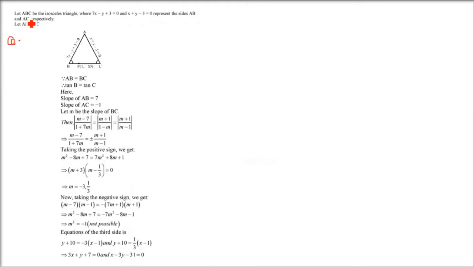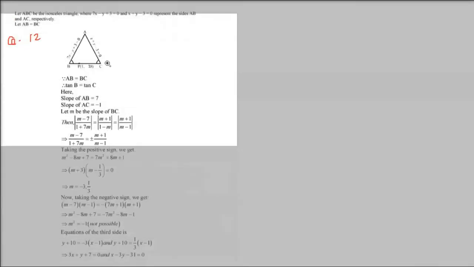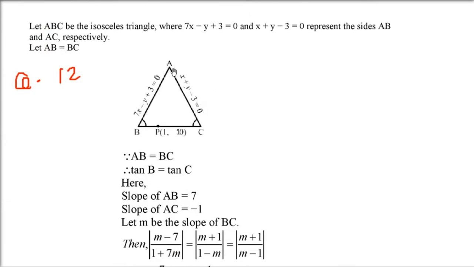Now this is question number 12. Two sides of an isosceles triangle are given by the equations 7x minus y plus 3 equals 0, x plus y minus 3 equals 0, and its third side passes through the point 1, comma minus 10. Determine the equation of the third side.